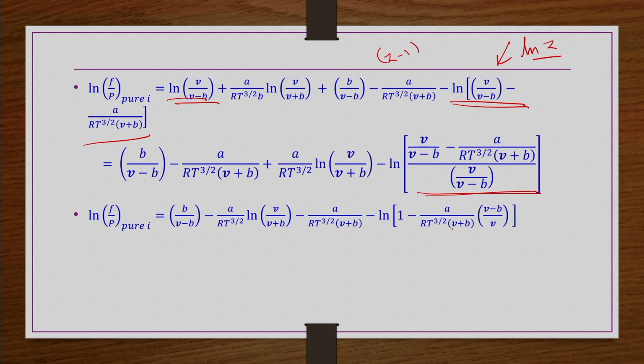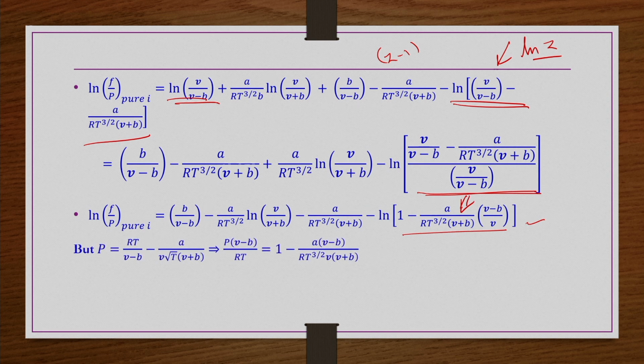Next step, this I can further simplify as 1 minus a RT power 3 by 2 V plus B, V minus B by B, this is what I get by simplifying this particular term, right. Then we have the equation of state given like this. I am further simplifying, what is this, can we simplify further, so that it will have fewer terms, that is what I am doing.